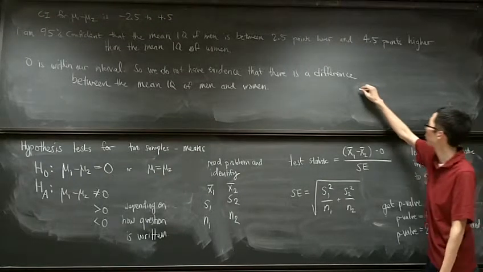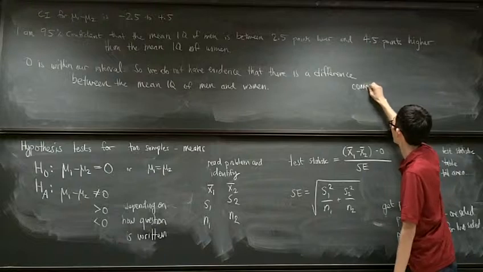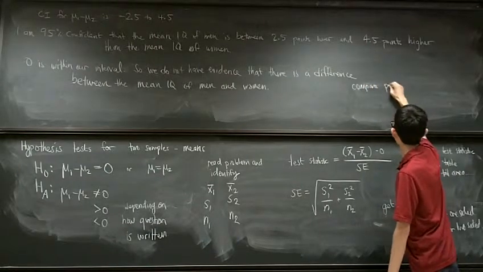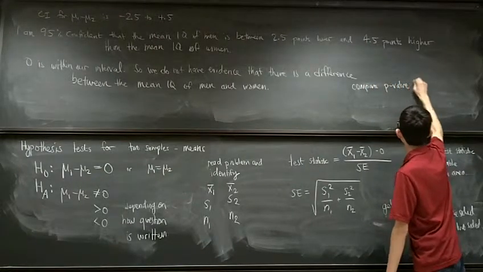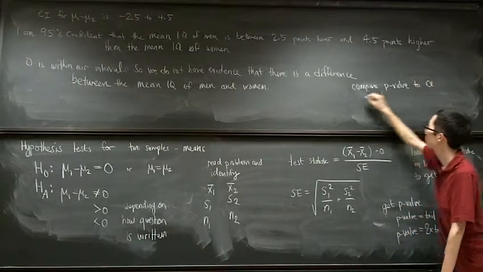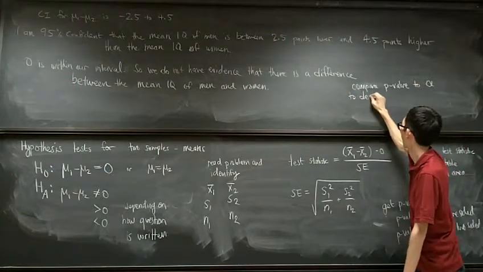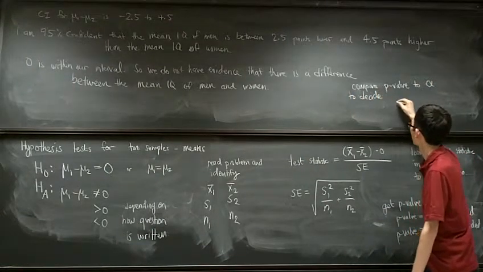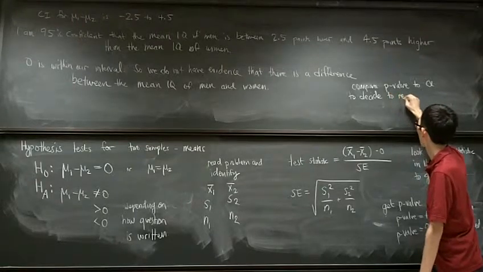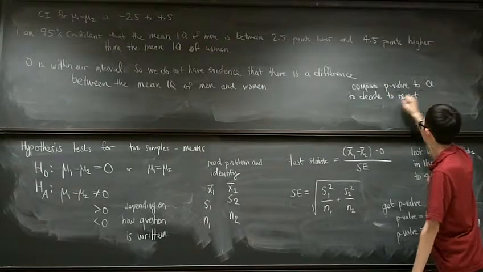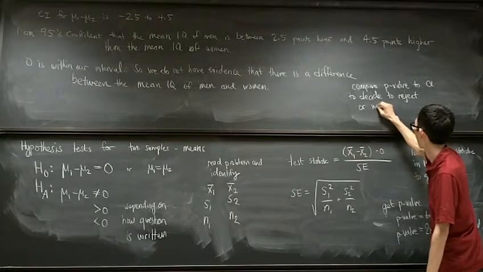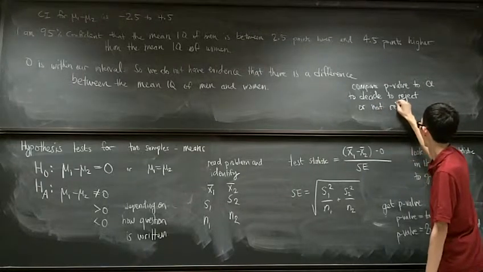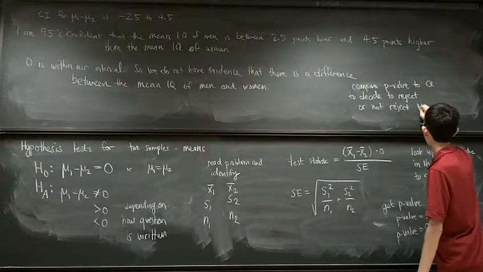And I guess the last step would be compare the p-value to alpha to decide to reject or not reject the null hypothesis.